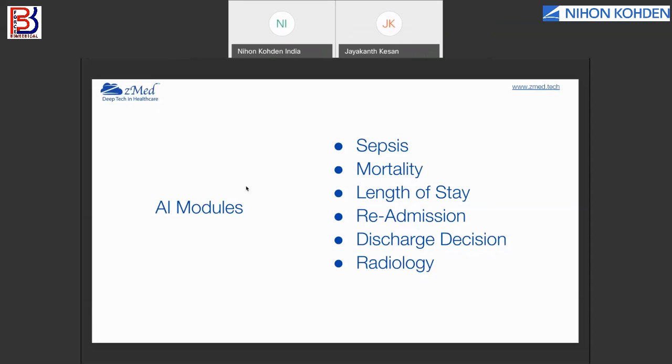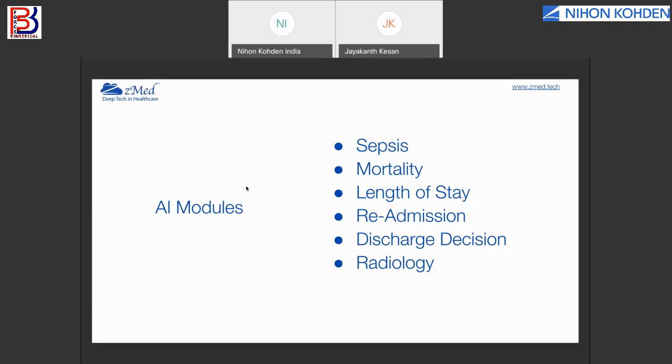So whether to discharge a patient at the correct time is very important, and it is a very important clinical decision. Artificial intelligence is used to predict and to tell with a high degree of accuracy, above 90% or 95% certainty, on these multiple factors.